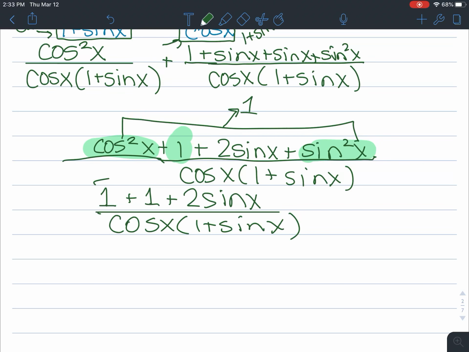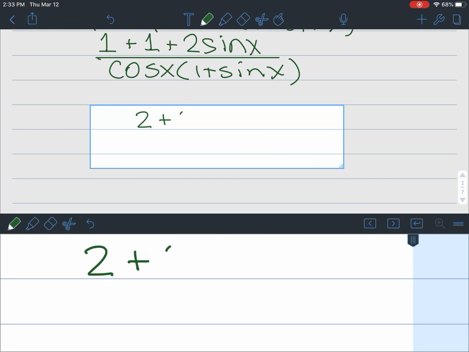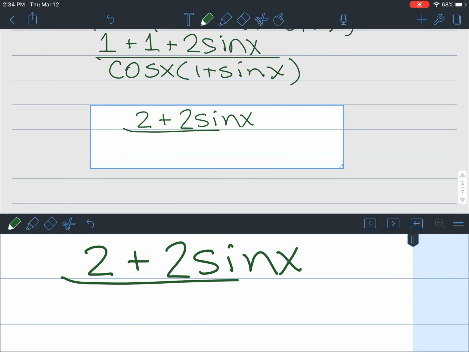So, of course, we can put these 2's together for 2 plus 2 sine x. See, it's taken a while, isn't it? You need a lot of steps here. Over cosine x times 1 plus sine x. Now, this is another place where people tend to get stuck. But think about the factoring. I can take a 2 out of the top. And if I do that, I'm going to get 1 plus sine x. And then it matches the bottom. And then I can cancel stuff out.